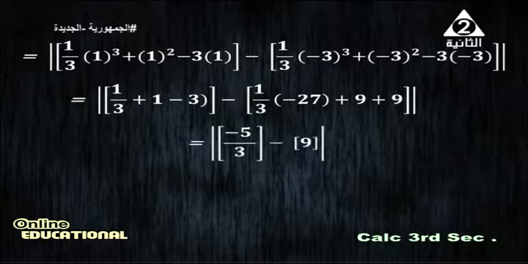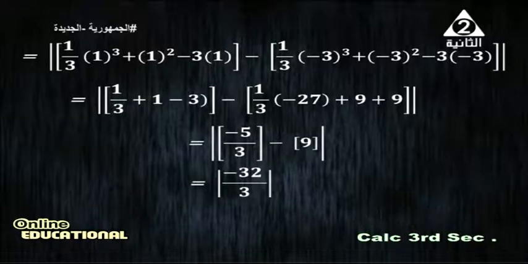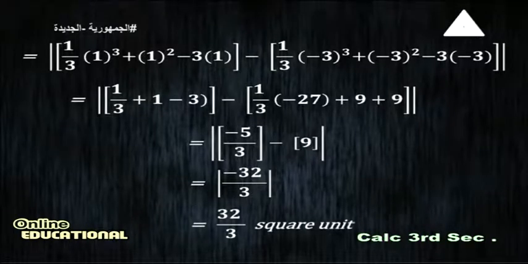We can calculate the value of this definite integral. We get the value equals -5/3 minus 9, which equals -32/3, taking the absolute value. Then the area equals 32/3 square units.